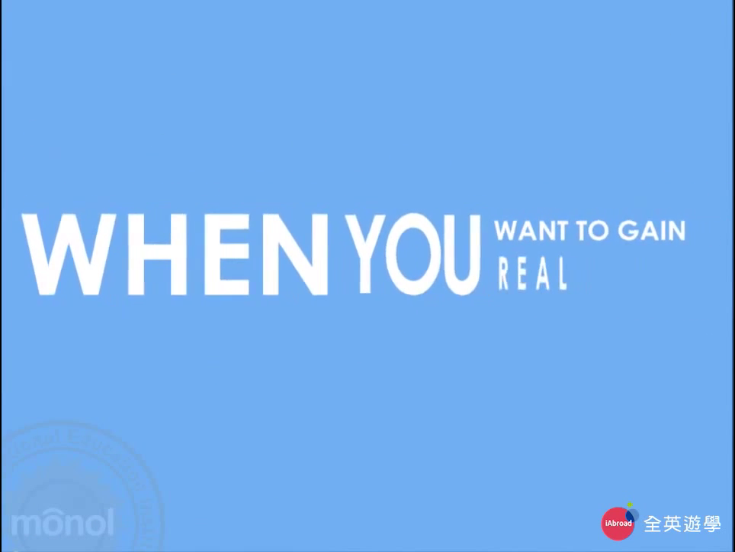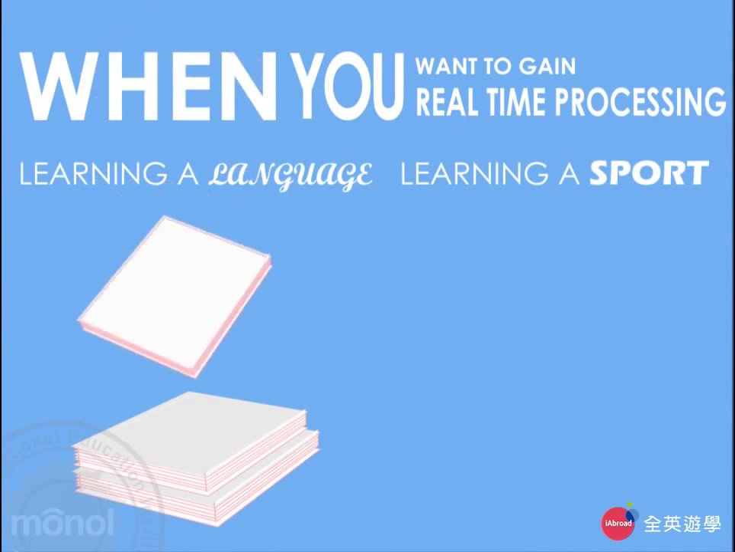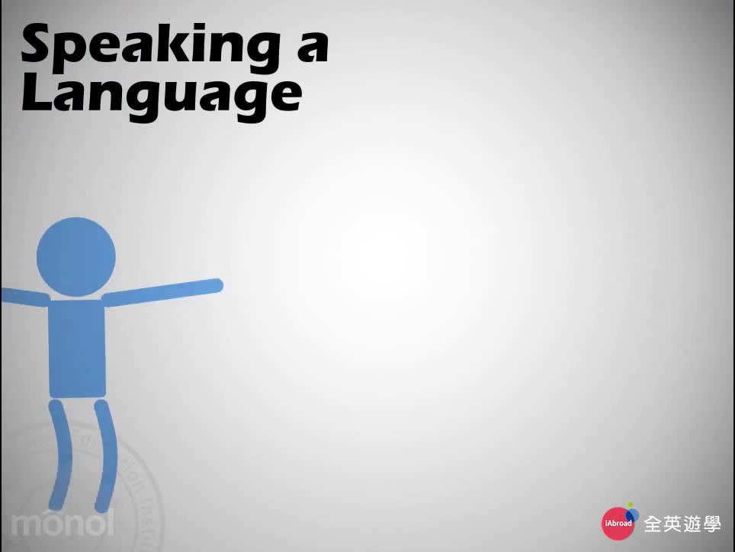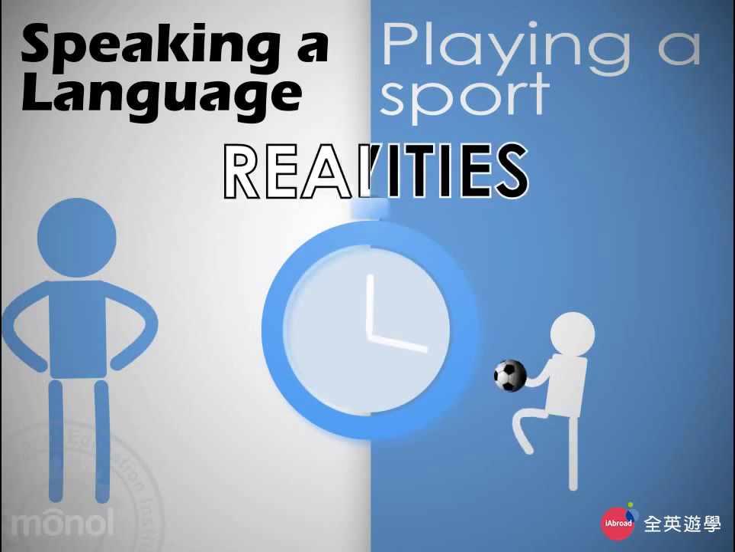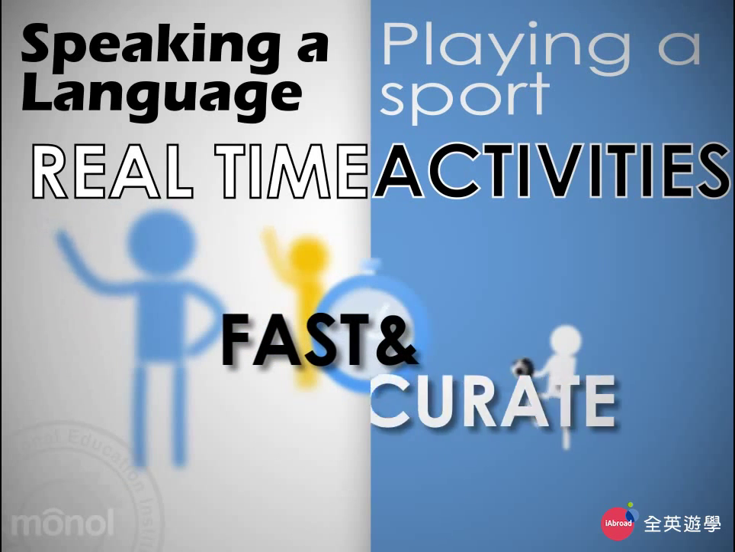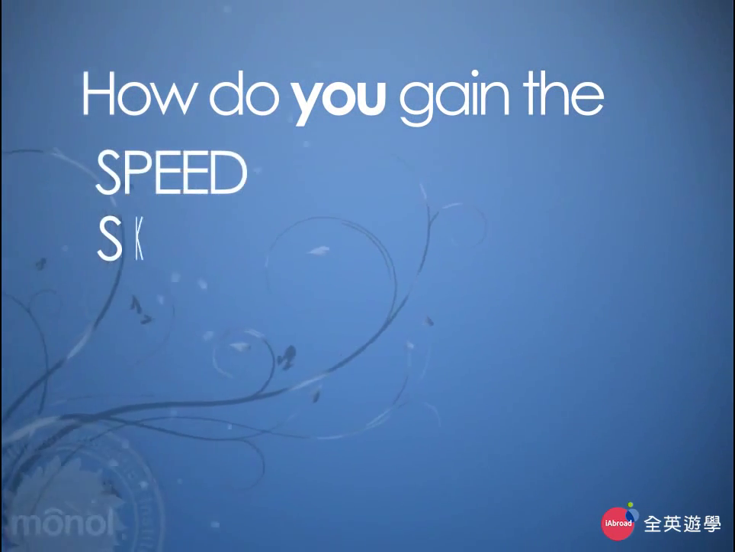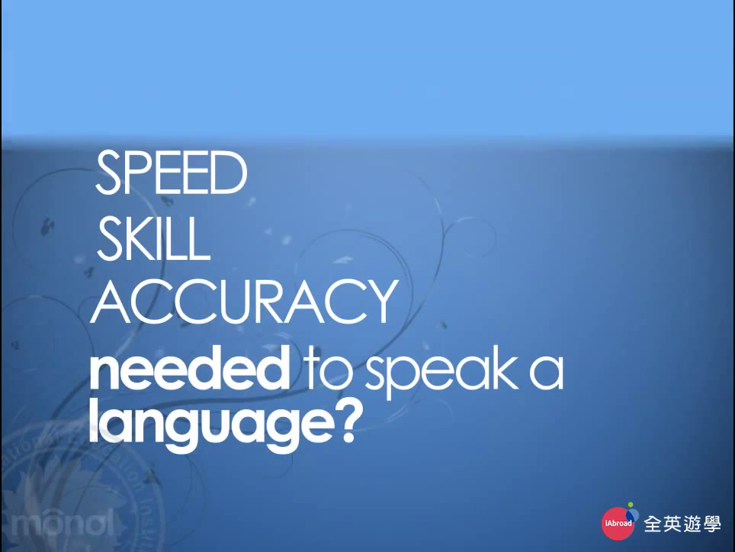When you want to gain real-time processing or fluency, you should compare learning a language to learning a sport. Speaking a language and playing a sport are both real-time activities. You need to react as quickly as possible and be as accurate as you can be, and make very little to no mistakes, in order to be called successful in either of the activities. But how do you gain the speed, skill, accuracy needed to speak a language?